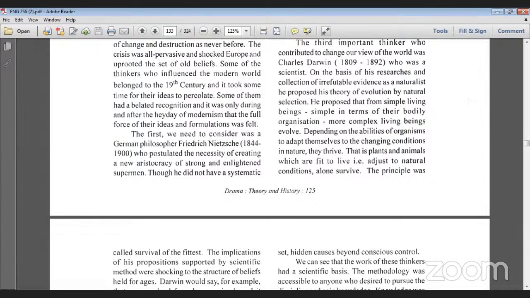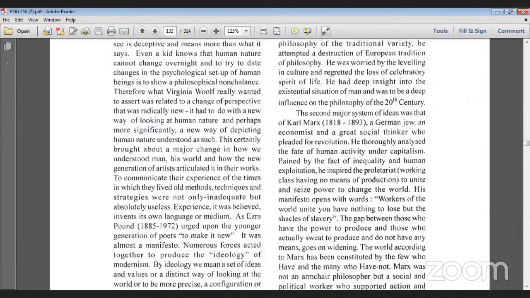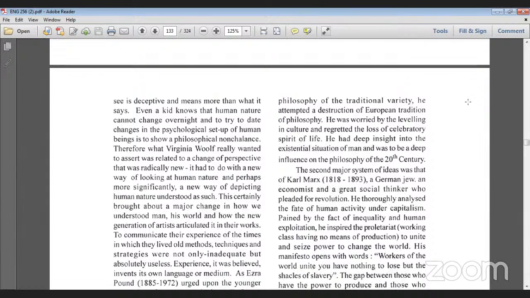The first we need to consider was a German philosopher, Friedrich Nietzsche, 1844 to 1900, who postulated the necessity of creating a new aristocracy of strong and enlightened Superman. Though he did not have a systematic philosophy of the traditional variety, he attempted a destruction of the European tradition of philosophy. He was worried by the loss of vitality in culture and regretted the loss of the celebratory spirit of life. He had deep insight into the existential situation of man and was a deep influence on the philosophy of the 20th century.